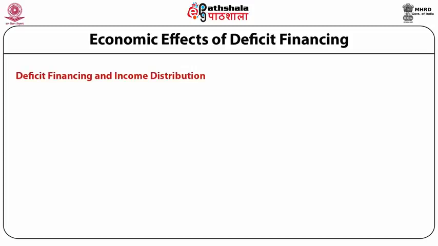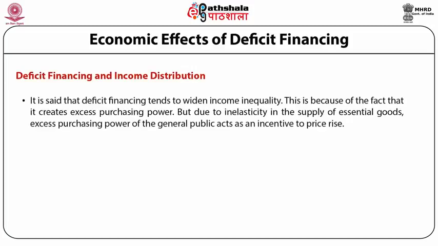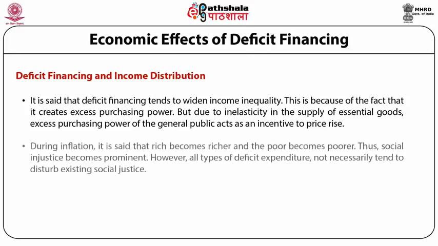Deficit financing and income distribution. It is said that deficit financing tends to widen income inequality. This is because of the fact that it creates excess purchasing power. But due to inelasticity in the supply of essential goods, excess purchasing power of the general public acts as an incentive to price rise. During inflation, it is said that rich becomes richer and poor becomes poorer. Thus, social injustice becomes prominent.